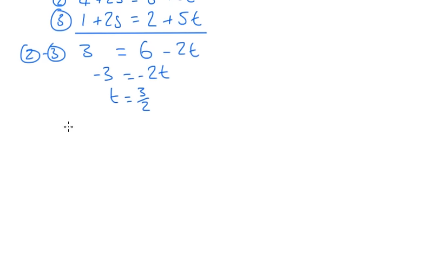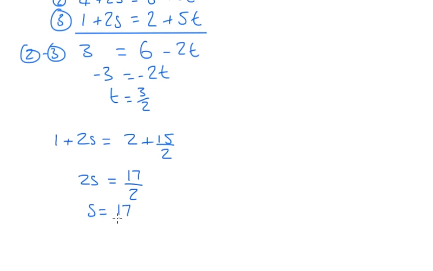So I'm going to use equation 3 to find what s is based on t being 3 over 2. So 1 plus 2s is equal to 2 plus 15 over 2, 5 lots of 3 over 2, which says that 2s is 1 plus 15 over 2, so that's 17 over 2, and therefore s is 17 over 4.